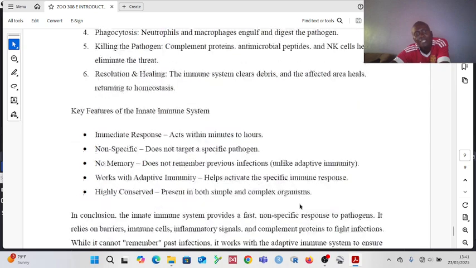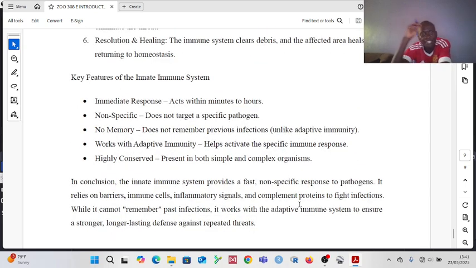Okay? So among the key features of the innate immune system, one is immediate response. It acts within hours, within minutes. The second feature, it is non-specific, does not target a specific pathogen. It does not have memory, so it does not remember the previous infection. It works with the adaptive immunity. We will now look at the adaptive immunity next. It is highly conserved because it is found both in simple and complex organisms. So it is evolutionarily conserved.